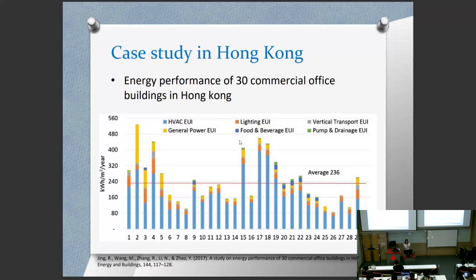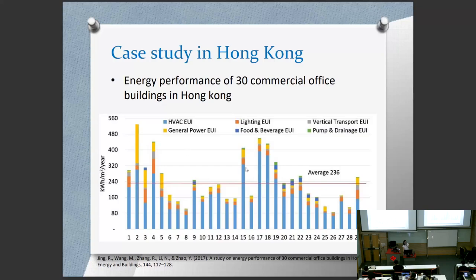This is a figure extracted from a research paper in the year 2017, and it lists out the energy consumption for 30 commercial office buildings in Hong Kong. So we can see a wide variation. The largest could be as high as more than 500 kilowatt hour per square meter.